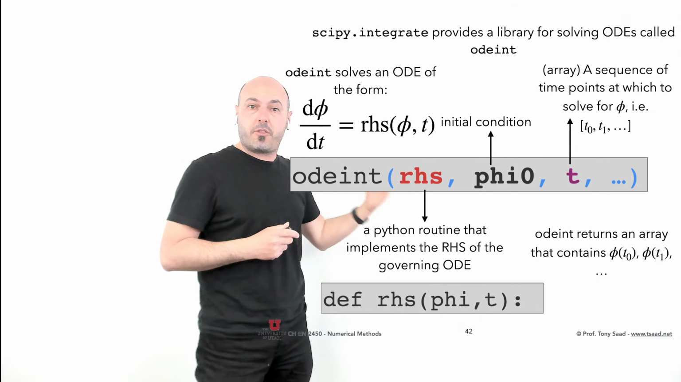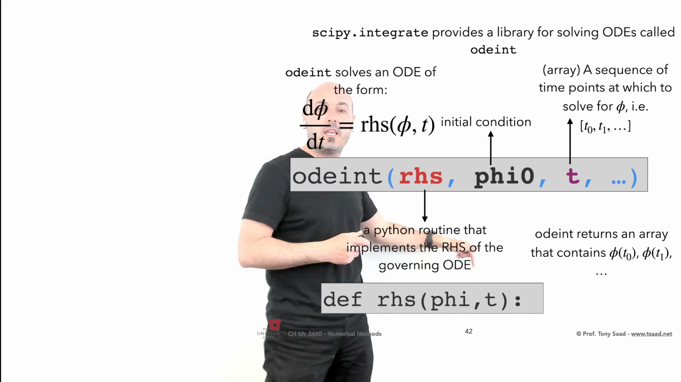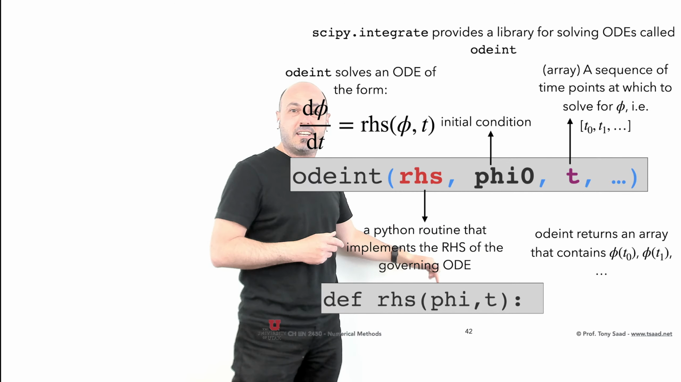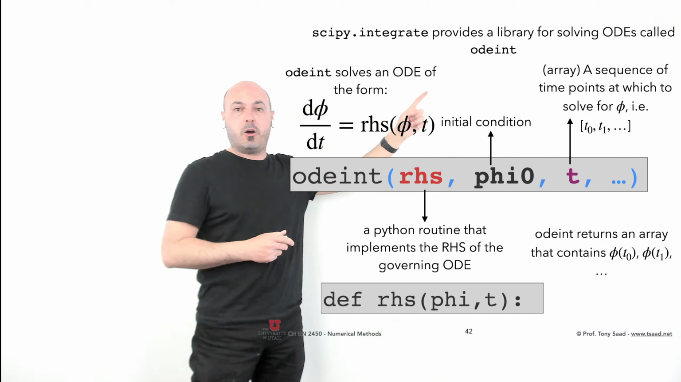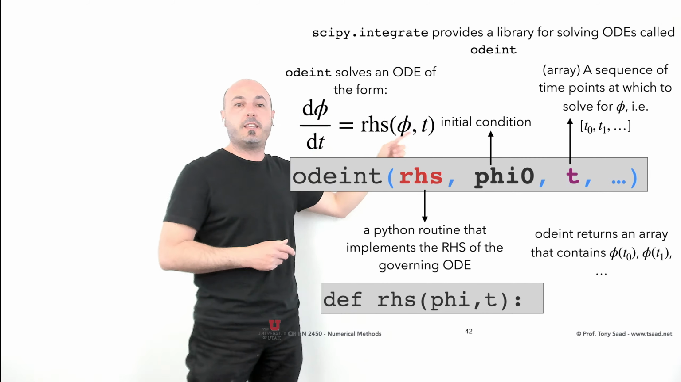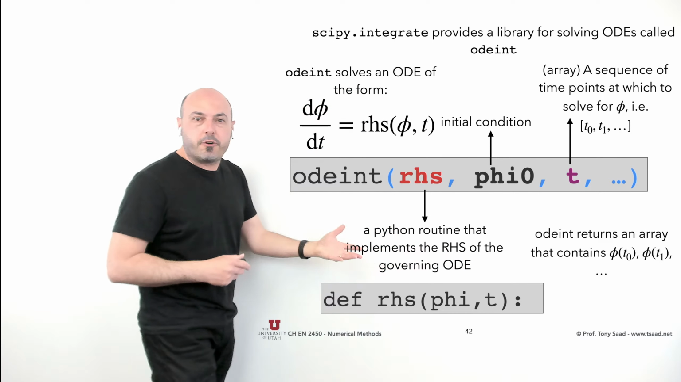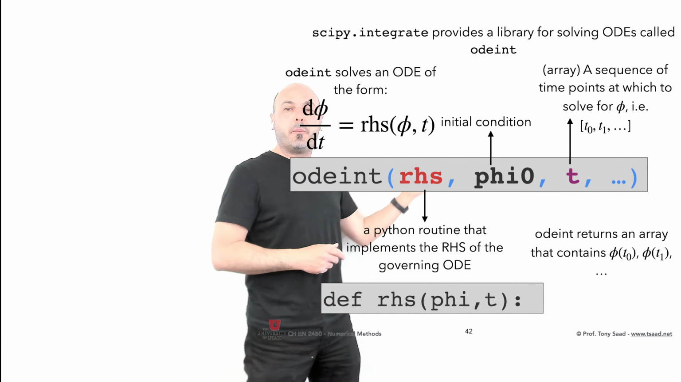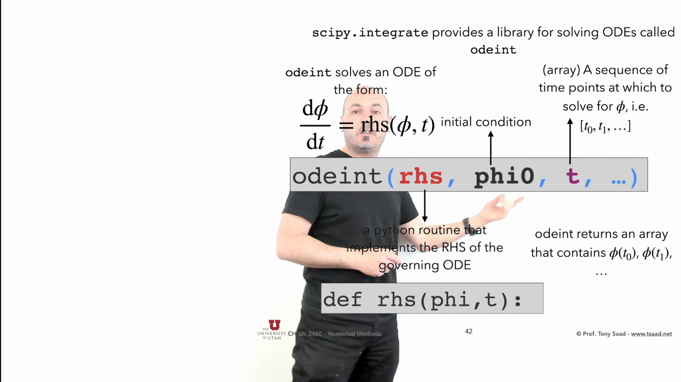The right-hand side is a Python routine that needs to look like this: right side of phi, t. It always assumes that the first argument is the dependent variable and the second argument is the independent variable, so be careful about how Python solves this equation: d phi by dt equals the right-hand side of phi and t. So just put the arguments this way. Inside the right-hand side, wherever there's phi, just put phi, and wherever there's t, just put t in there. You just pass the name of the right-hand side, an initial condition, and time.